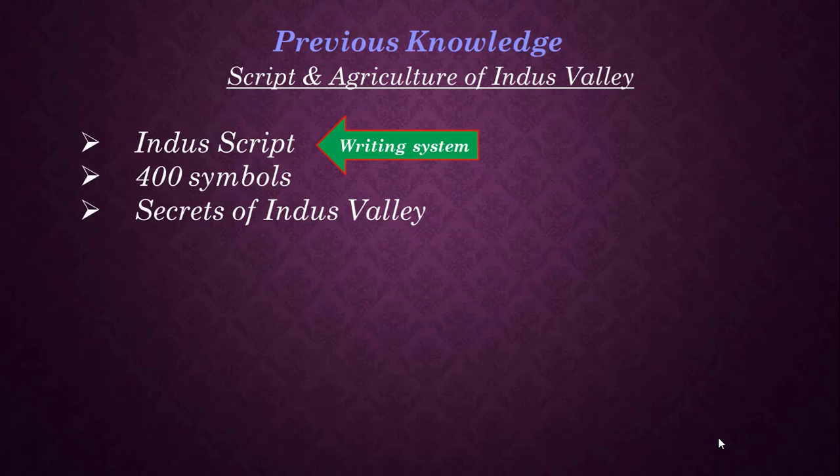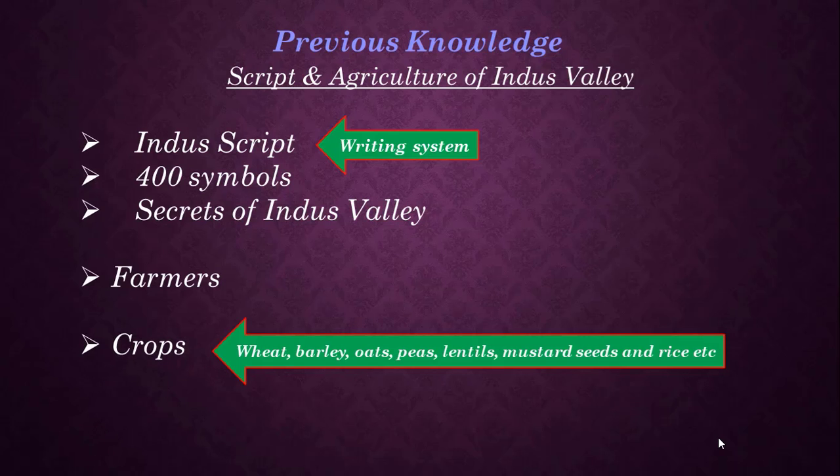In agriculture of Indus Valley, we have learned that the majority of the Indus people were farmers. Different kinds of crops were cultivated here. The signs of different fruits have also been found from Indus Valley. I hope this review would help you to come to our today's lesson.